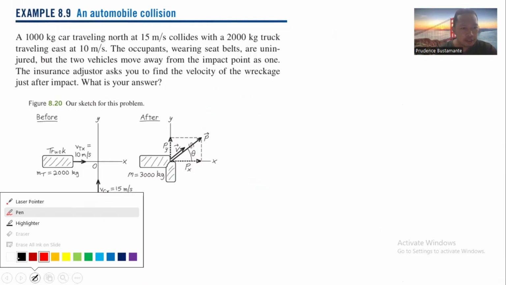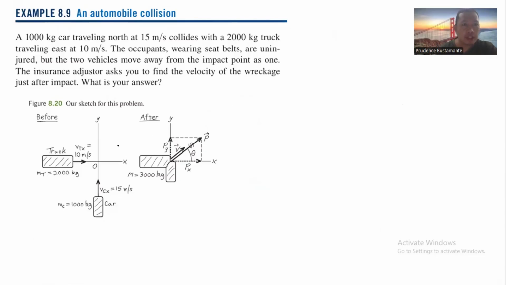Okay, just like what we did, we separate. We have a 100 kilogram car traveling north at 15 meters per second, which collides with a 200 kilogram truck traveling east at 10 meters per second. The occupants are wearing seatbelts and are uninjured, but the two vehicles move away from the impact point as one. The insurance adjuster asks you to find the velocity of the wreckage just after impact. What is your answer?